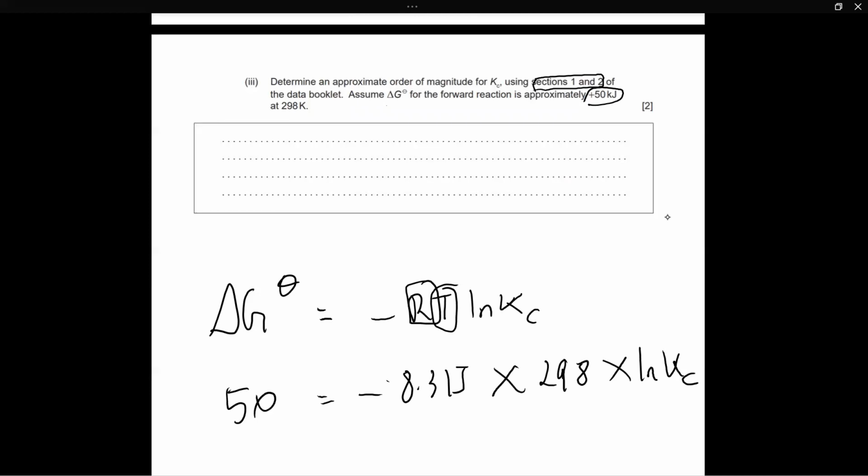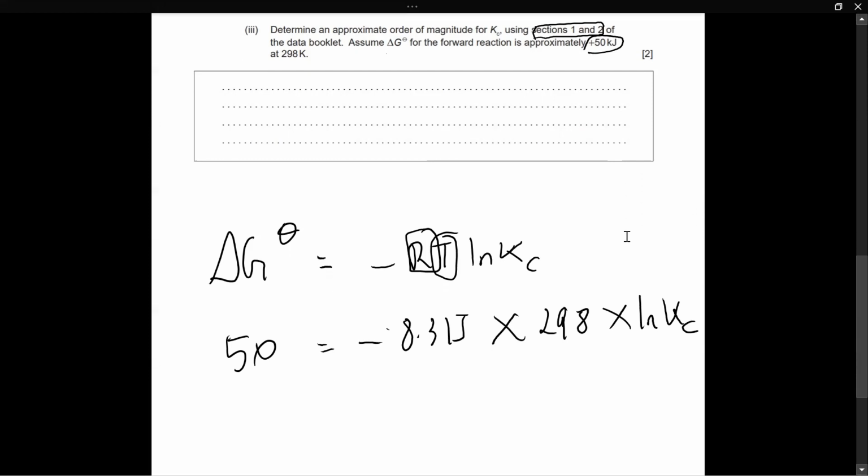Now, if math is your forte, unlike mine, I'm not very good at math, but if you are good at math, this should be cake for you. You should easily be able to solve this. It is just rearranging the equation. But if you're someone like me and you're not very good at math, let me show you how to do this.